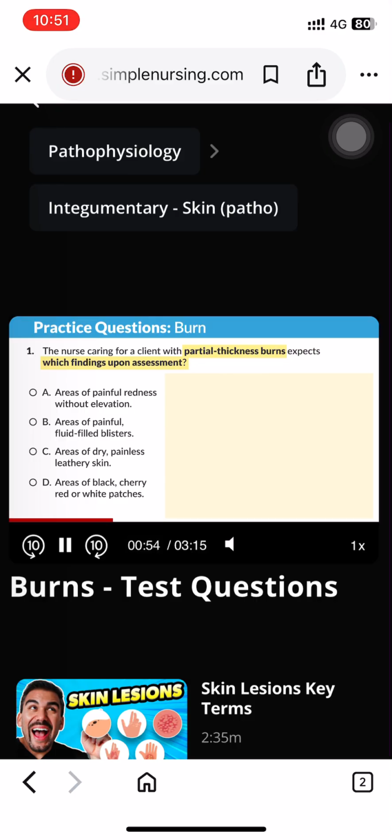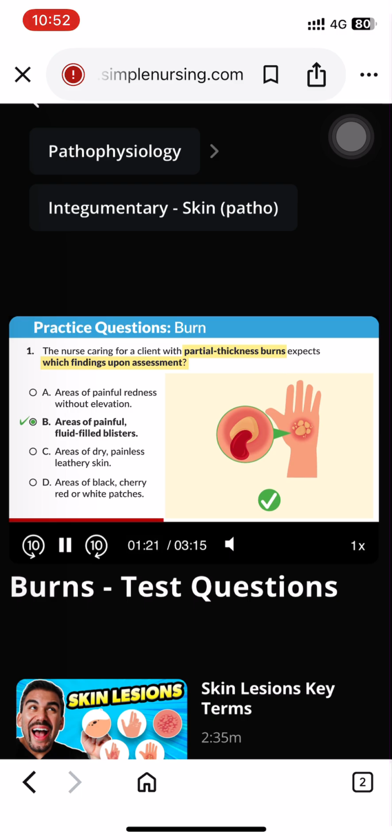So option A, areas of painful redness without elevation. No, this is incorrect. It is painful and red, but partial thickness second-degree burns do have elevation with those blisters, or those fluid-filled vesicles. Now option B, areas of painful fluid-filled blisters. Yes, the key term there is fluid-filled blisters. So this is the most correct, as all the key terms are there.